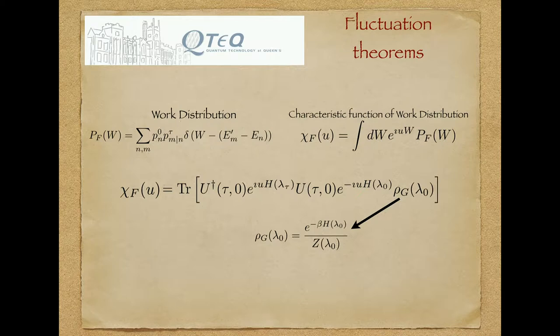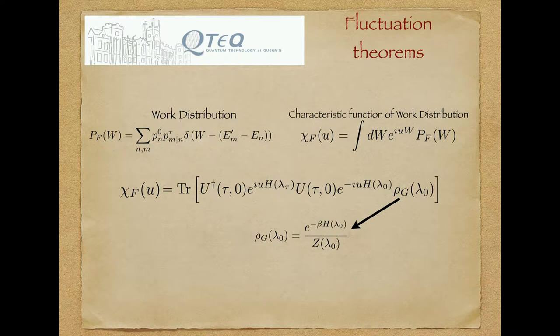W is the actual amount of work that you are doing on the system, or that the system is performing, and this is equal to the difference between the two outcomes of the energy measurements that we performed yesterday in this so-called two-measurement process or protocol. And on the blackboard yesterday, we went through the formal derivation of this closed expression for the characteristic function of the work distribution.